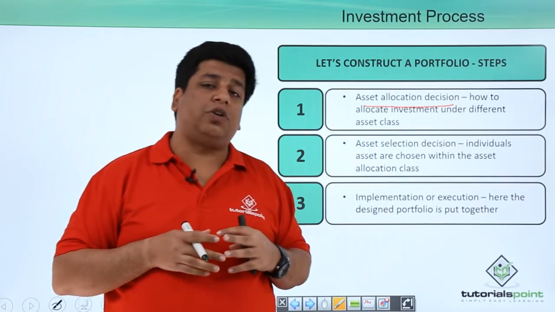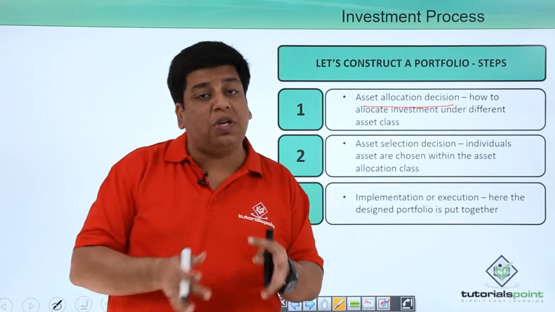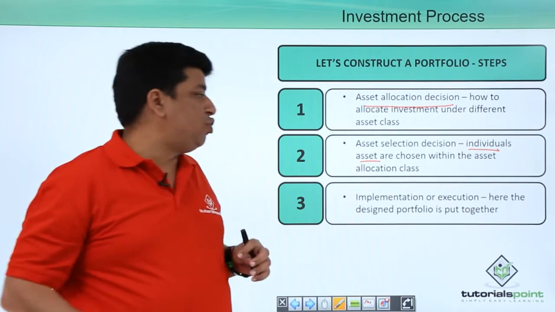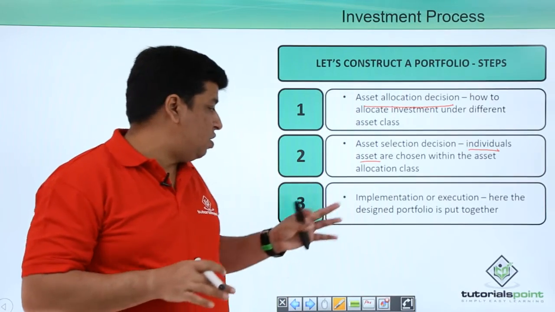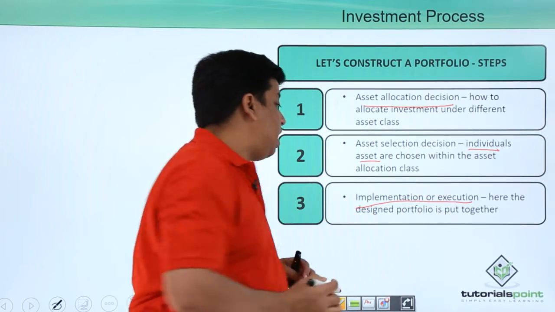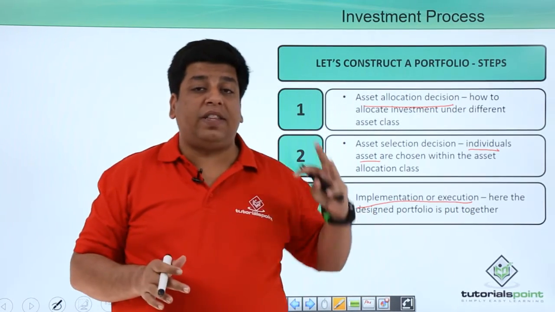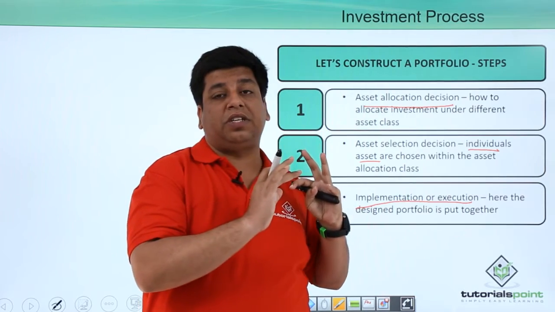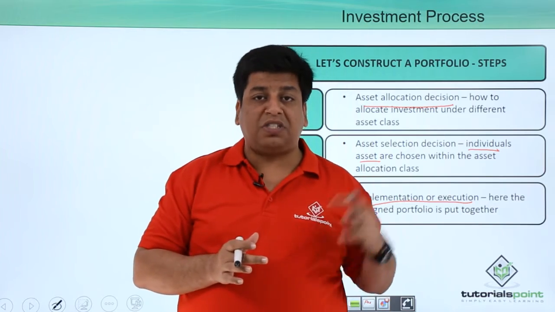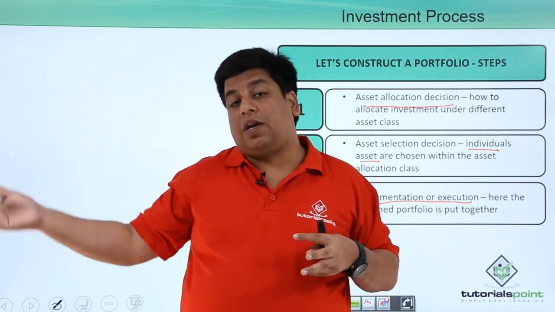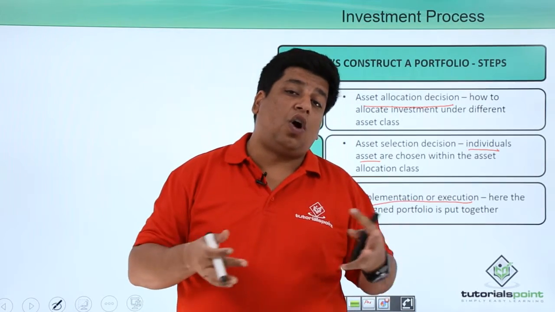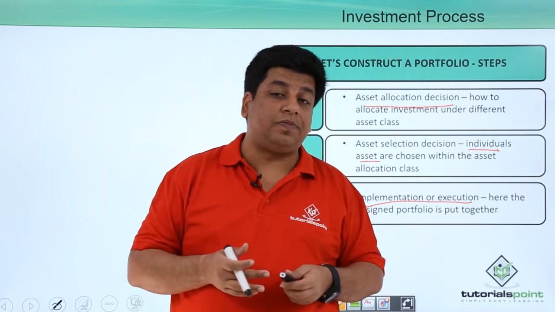Now, within those asset categories also, you are going to arrive at the individual asset where you are going to invest the funds. The third would be the implementation or execution. Here the designed portfolio is put together. Let's say we put certain amounts from equity, certain from debt, certain from fixed deposits, certain from gold, and certain from real estate. So we construct the overall category of that particular asset.